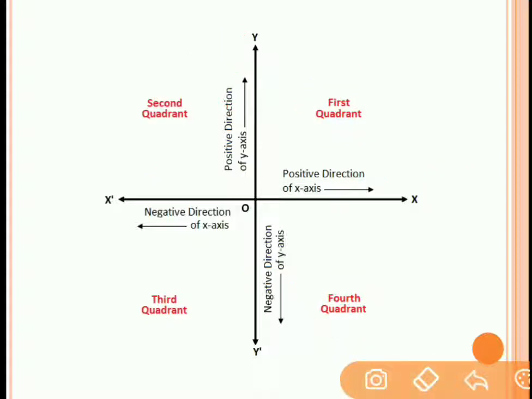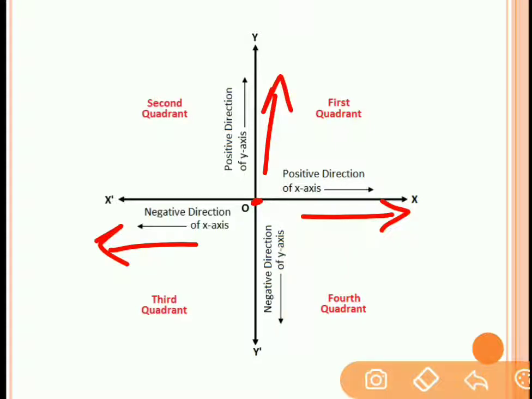So in short, if we go on the right hand side of the origin on the x-axis, you will get the positive value on the x-axis, and if you go on the left hand side, you will get the negative value on the x-axis. Similarly, if you go upward on the y-axis from the origin point, then you will get the positive value of y, and if you go downward from the origin point, then you will get the negative values of the y-axis.